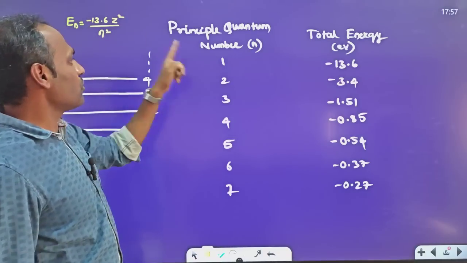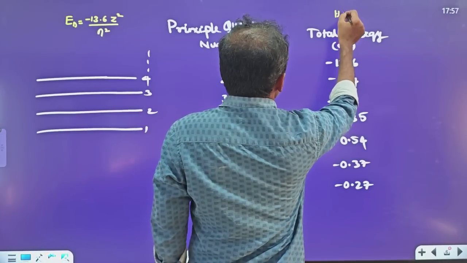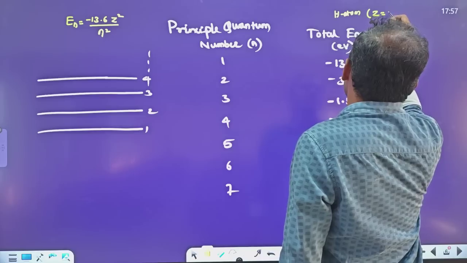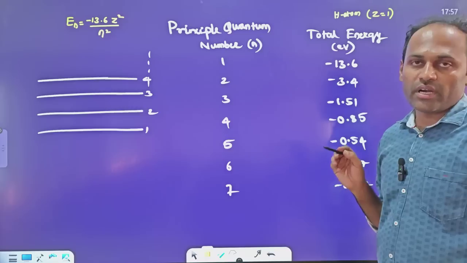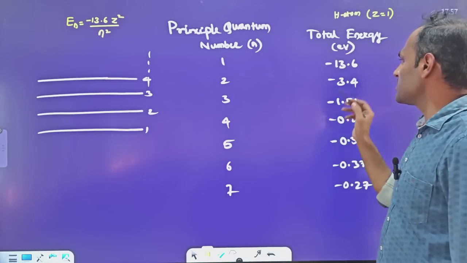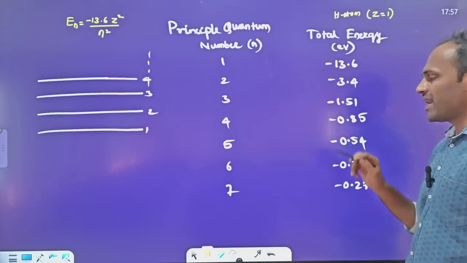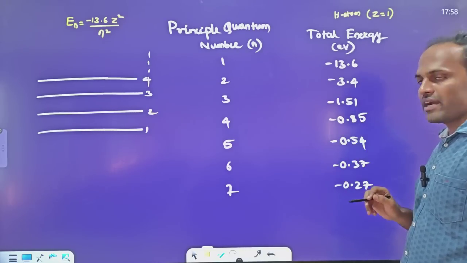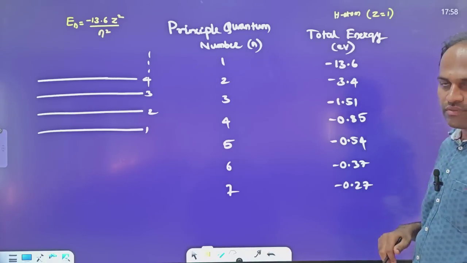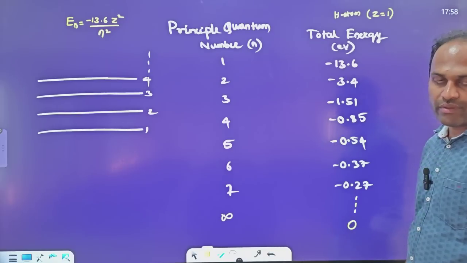If I substitute n equal to 1, we will get the first orbit energy for the hydrogen atom, right? For the hydrogen atom, z is equal to 1, the atomic number is 1. Taking the first orbit of the hydrogen atom, n equal to 1, the energy will be minus 13.6 electron volts. Second orbit minus 3.4. Third orbit minus 1.51. Fourth minus 0.85. Fifth minus 0.54. Sixth minus 0.37. Seventh minus 0.27. Like this, at infinity it will be equal to 0. The infinite orbit will have 0 energy.